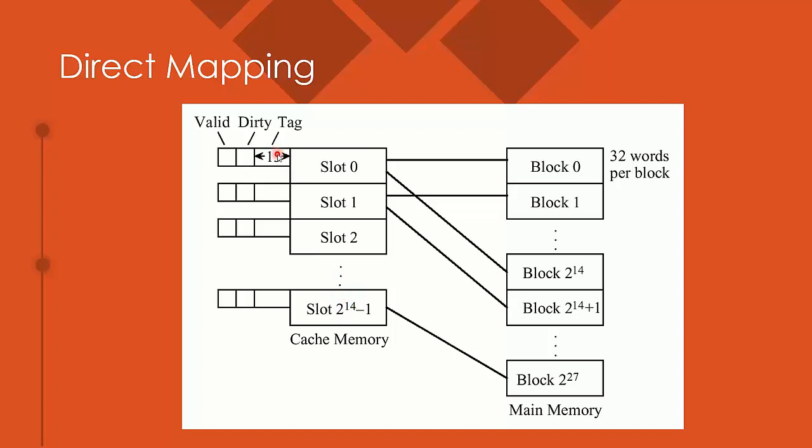It is obvious that direct mapping does not require any replacement scheme because if a block is required, we know which slot it has to go. That slot is the one that is to be flushed. No other blocks, meaning we don't have to create a policy for replacement.